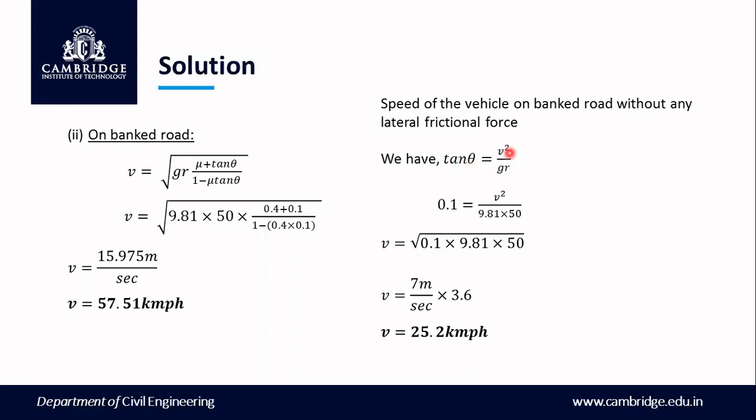We need to find out the velocity. We know that tan theta is 1 by 10, that is 0.1, is equal to V square by g into R. R is given as 50. So if you solve this, you get V is equal to 7 meters per second. Convert it into kmph, and you get V is equal to 25.2 kmph. So this is the velocity you get when there is no frictional force and it is super elevated.